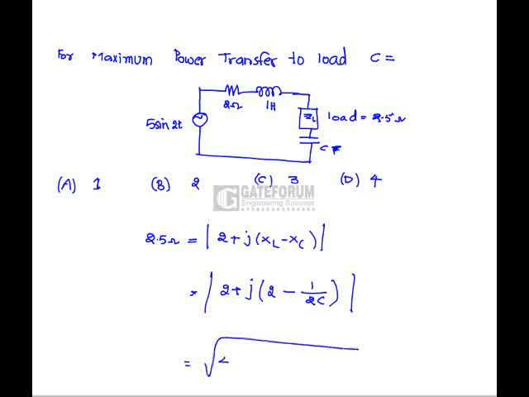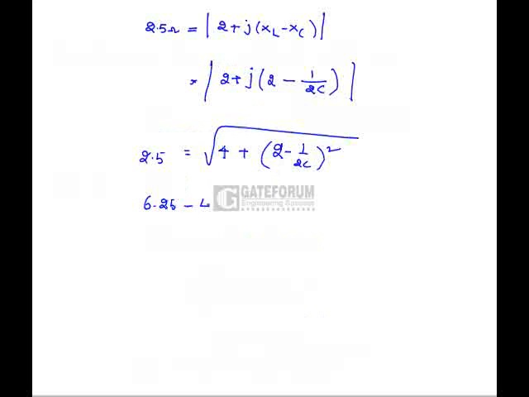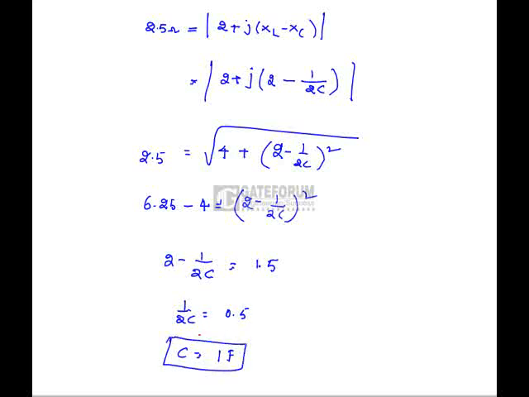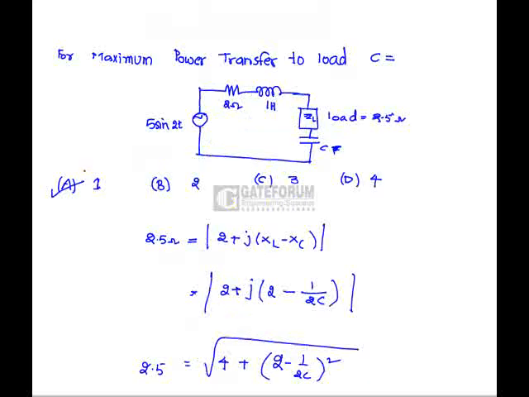So it is equal to 4 plus (2 minus 1 by 2C) whole square, equals 2.5 square. So 6.25 minus 4 equals (2 minus 1 by 2C) whole square. So 2 minus 1 by 2C is equal to 1.5. So 1 by 2C is nothing but 0.5. C is equal to 1 farad. Hence option A is correct.